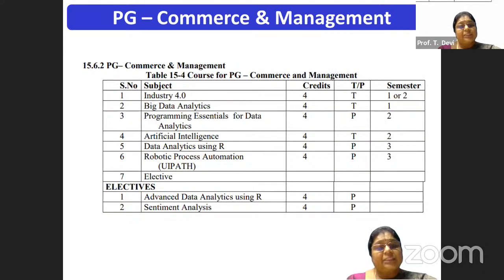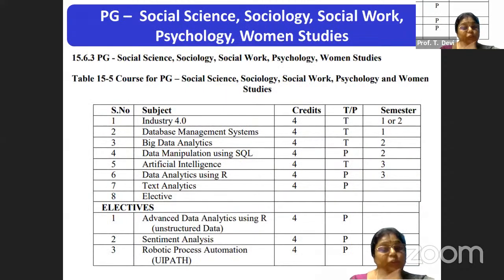So this is PG Commerce and Management: Advanced Data Analytics using R, Sentiment Analytics, Programming Essentials for Data Analytics, and so on. For social science, sociology, social work, psychology, and women's studies, we can introduce Industry 4.0 text analytics. Text analytics will be useful for the English department also. And robotic process automation. The name is robot, but it has nothing to do with hardware, it is software. Students will learn it very interestingly.